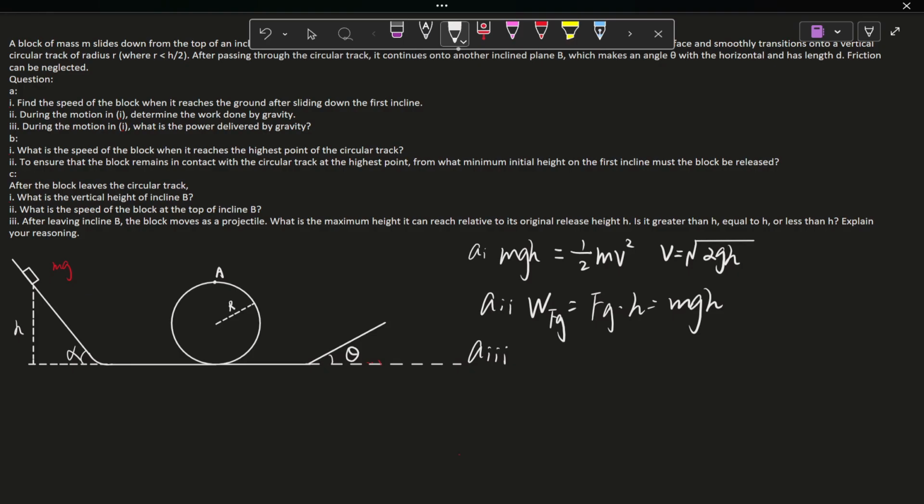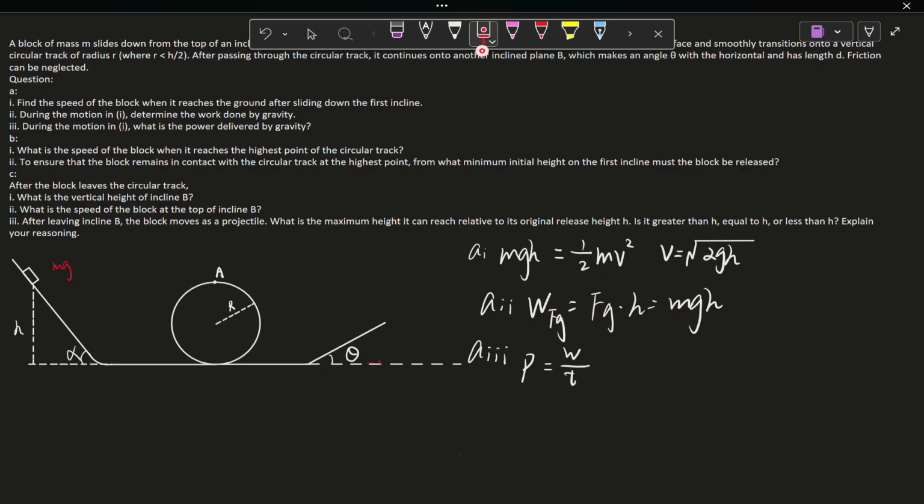Part 3. During the motion in 1, what is the power delivered by gravity? So here's my thought process. Since the formula for power is work over time, and we already know the work, we're trying to find the time, obviously. How do you find time? The object is initially at rest and it's moving down the ramp, right? There's definitely a force component that is pulling it downwards, and this force component creates an acceleration. After we find that acceleration, we can use a kinematic equation to find the time.